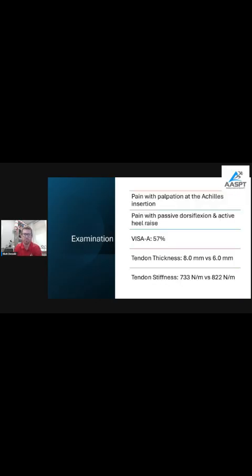Upon exam, she had pain with palpation on the insertion of Achilles at the calcaneus. She had pain with passive dorsiflexion and active heel raises. Her VISA-A score was 57%. Her tendon thickness, which I measured with ultrasound imaging, on her left side, which was the involved side, was 8 millimeters thick. And I take that from different spots for different athletes, but for her, since it was insertional, I try to go on a consistent spot on the calcaneus with those measurements. Typically, I'll see 4 to 6 millimeters with those measurements. Her right side and uninvolved side was 6 millimeters.